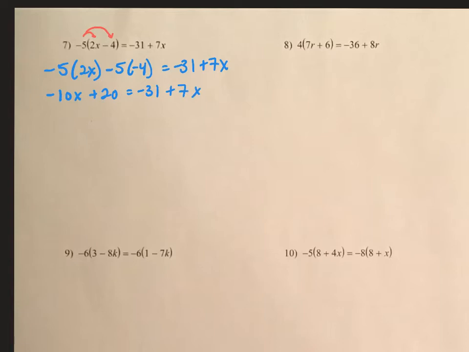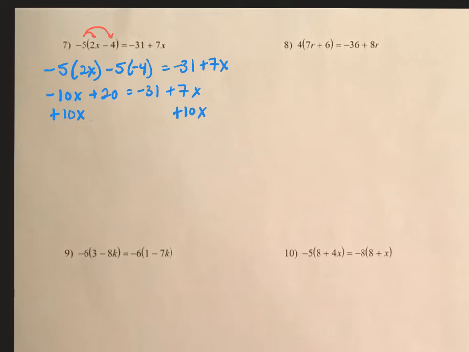Okay, our next step, that was our distribution. Our next step is to combine like terms. Our left side is fine, our right side is fine. There's nothing to combine. Now step 3 is move our smallest variable. So we have a negative 10x and a positive 7x. The smaller variable is negative 10x, so we get rid of that one by moving it over using addition.